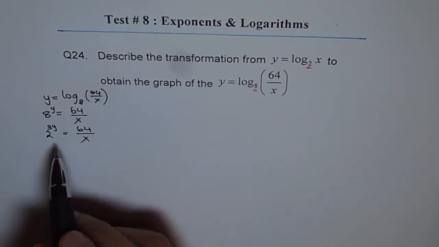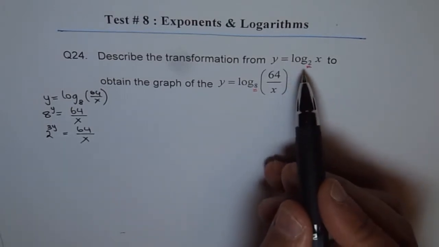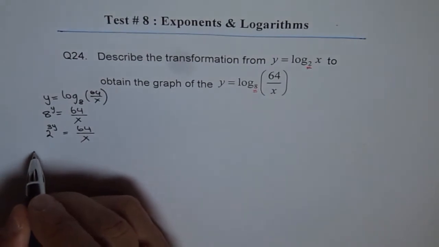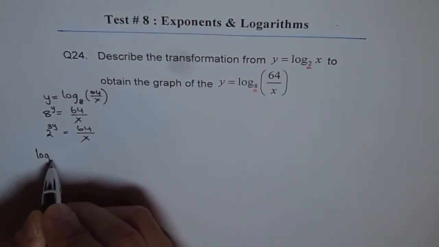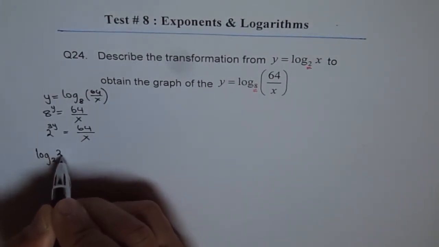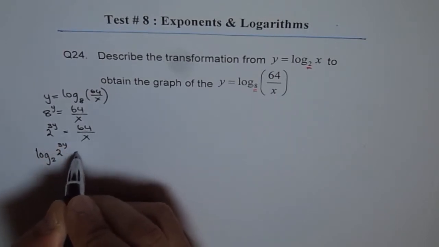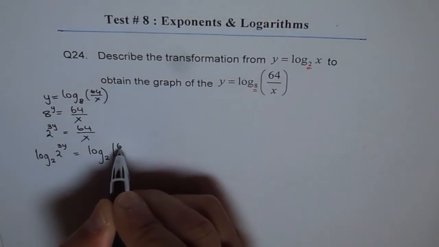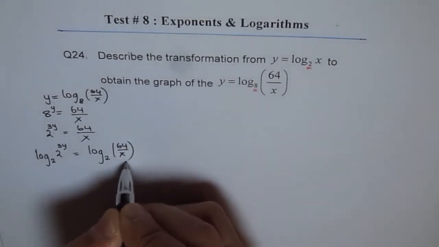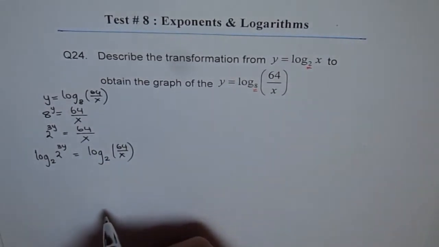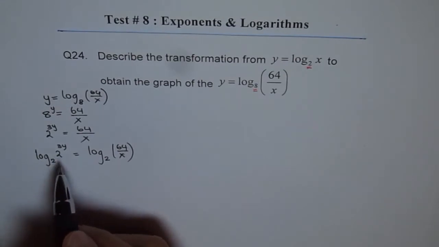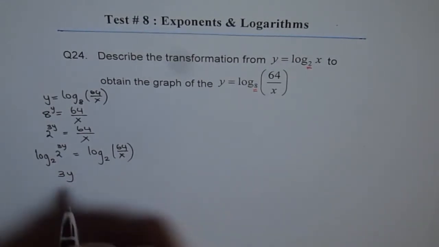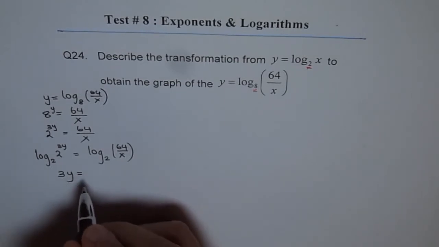Now we can take log to the base 2 on both sides, because we want log to the base 2, right? So we get log base 2 of 2 to the power of 3y, which is equal to log base 2 of 64 over x. Correct? Since this is log to the base 2 of 2 to the power of 3y, we get 3y on the left side.